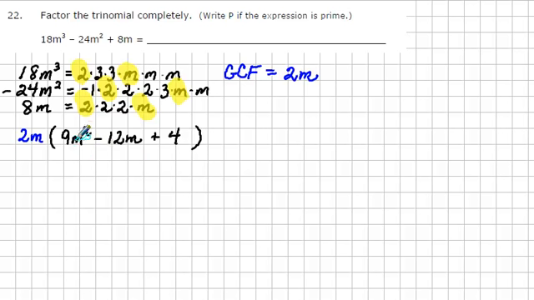Now at this point we have a trinomial remaining inside the parentheses. We need to try and factor that trinomial. One technique is to just factor it using the FOIL method in reverse. You guess the binomial factors and then you test by using the foiling method. If that works for you, great. If not, then there's a more systematic method called the AC method.